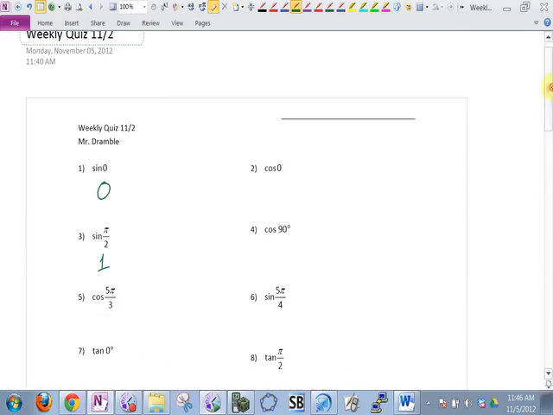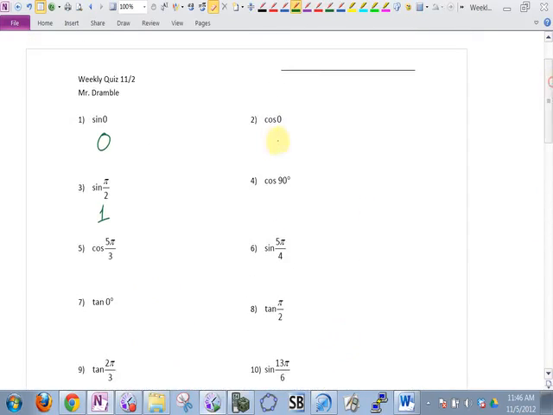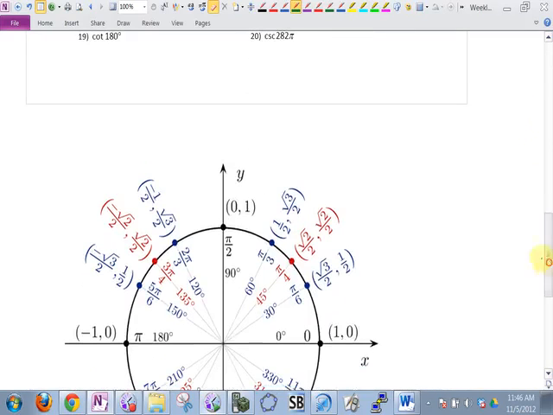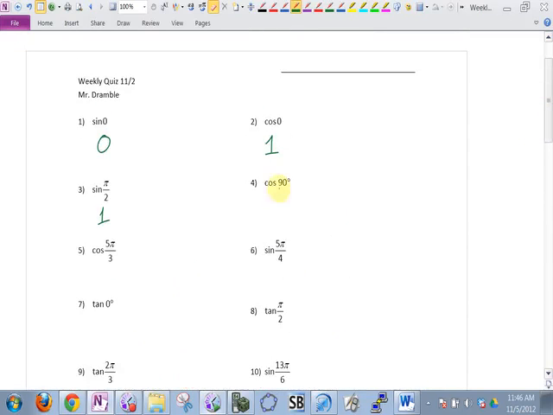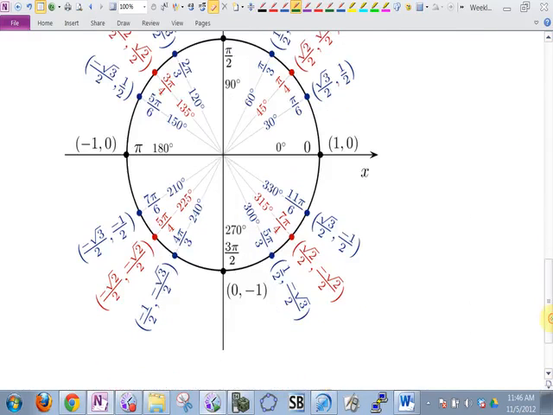What is, oops, I forgot, I'm going out of order. I guess 2 is technically over here. Number 2, what is the cosine of 0? X coordinate, so that is 1. Cosine of 90 is this x coordinate, so that is 0. The cosine of 5 pi thirds, where's 5 pi thirds? So that's this x coordinate right here, so the answer is 1/2.